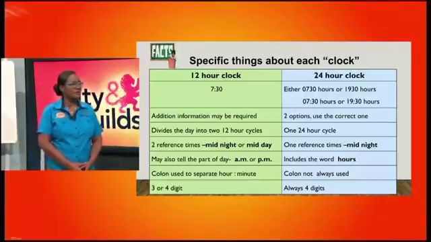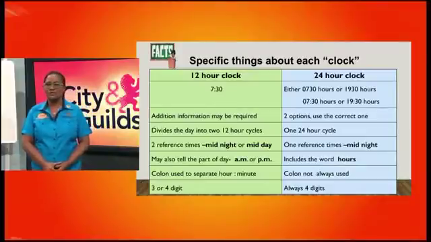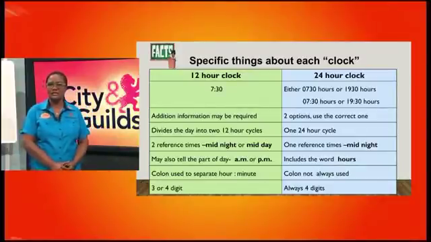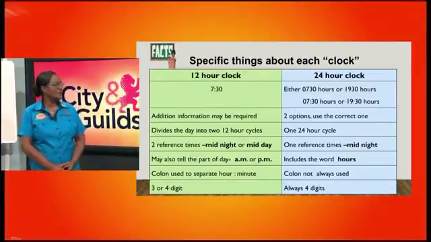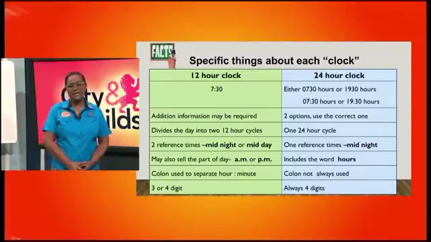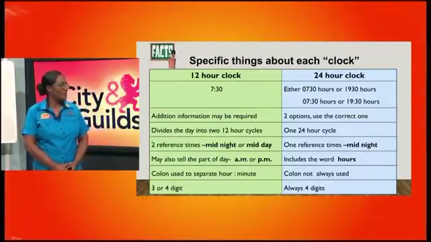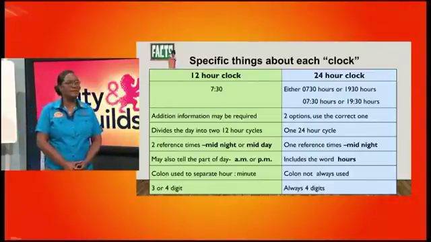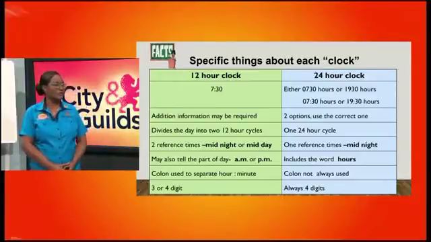However, with the 24-hour clock, there are 2 options. It's either 0730 hours or 1930 hours. Just decide which one of the times you want, whether you want the one in the morning or the one in the evening. The 12-hour clock divides it into 2 12-hour cycles. So with the 12-hour clock, the 2 reference times would be midnight and then midday. However, with the 24-hour clock, it's just one cycle, one 24-hour cycle, and the reference time is midnight.